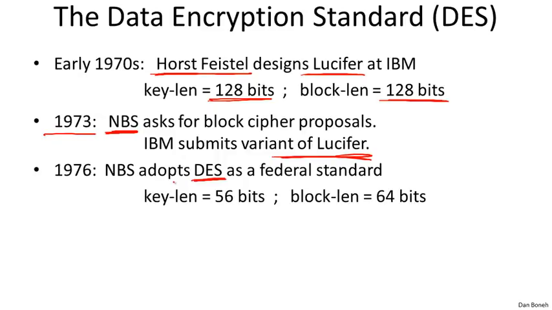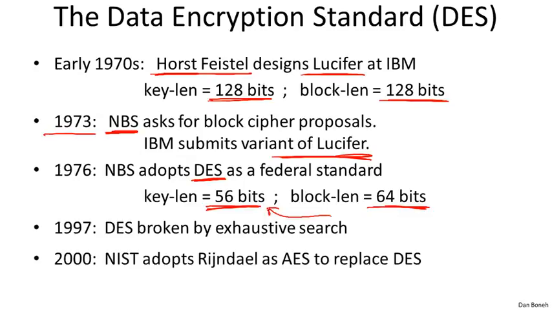For DES, it's interesting that the key length was far reduced from Lucifer. It's only 56 bits, and the block length was also reduced to 64 bits. These decisions, especially the decision to reduce the key length, are kind of the Achilles heel of DES and were a source of many complaints over its life. In particular, already back in 1997, DES was broken by exhaustive search, meaning that a machine was able to search through all 2^56 possible keys to recover a particular challenge key.